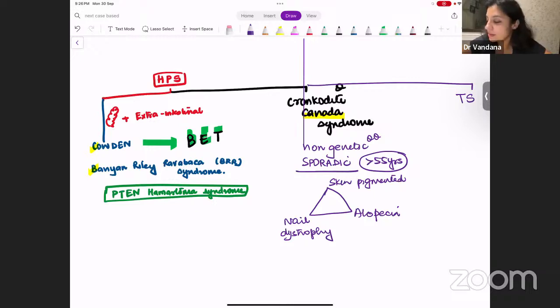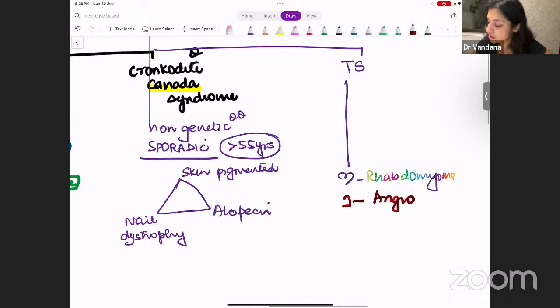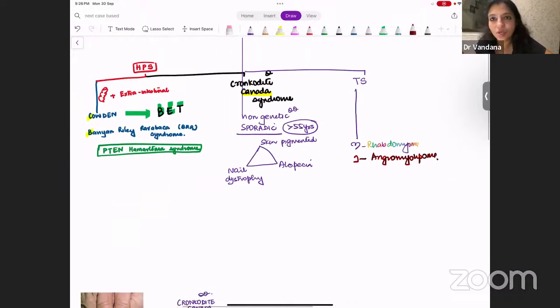And the third thing you have to remember is that they have very unique tumors. Tuberous sclerosis patients have very unique tumors. If we talk about the heart, they will have rhabdomyoma in the heart. And if you talk about the kidney, they will have angiomyolipoma. So there is a unique set of tumors which occur in these patients. That is very, very characteristic here. So that is about your Hamartomata polyp syndrome.